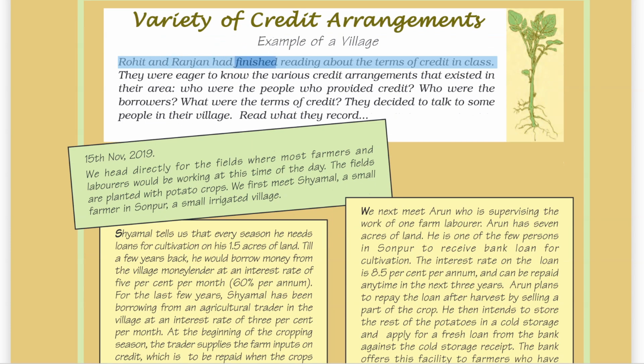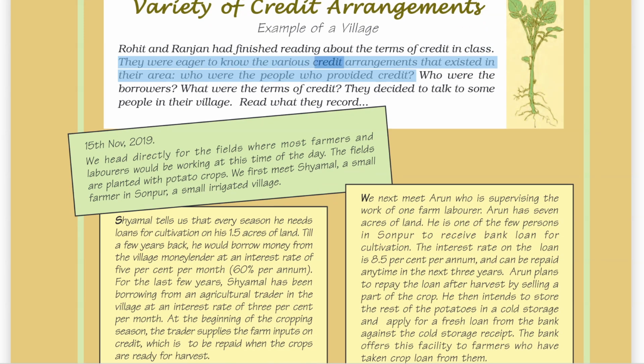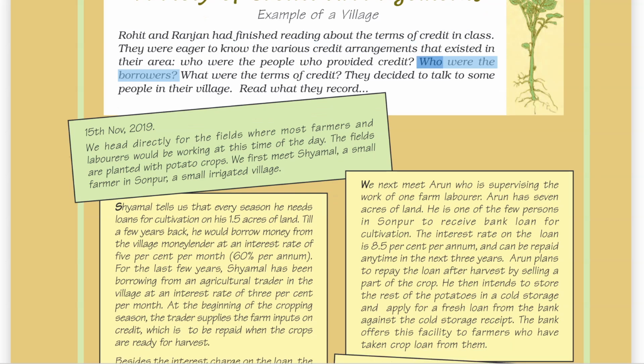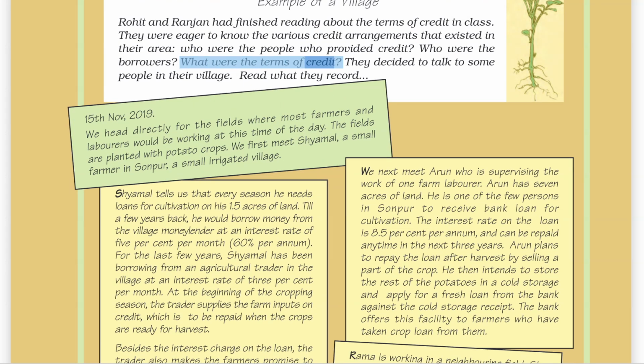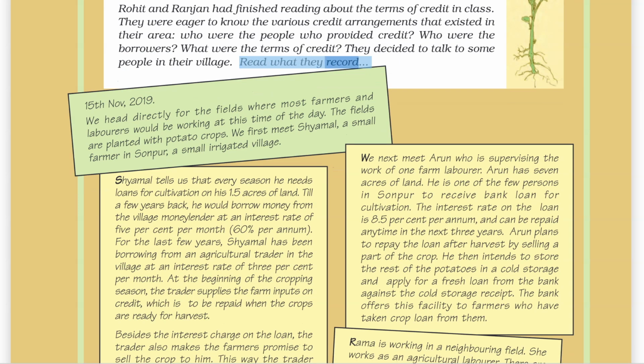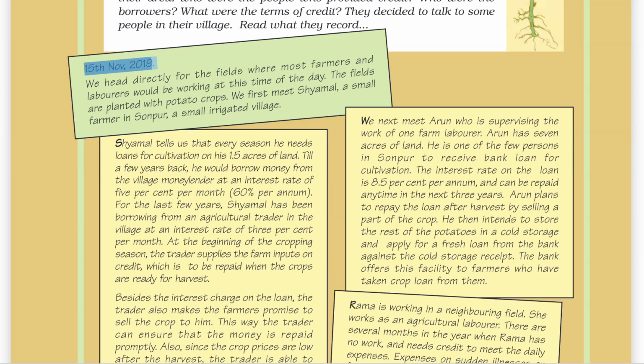Rohit and Ranjan had finished reading about the terms of credit in class. They were eager to know the various credit arrangements that existed in their area. Who were the people who provided credit? Who were the borrowers? What were the terms of credit? They decided to talk to some people in their village. Read what they record. November 15, 2019.